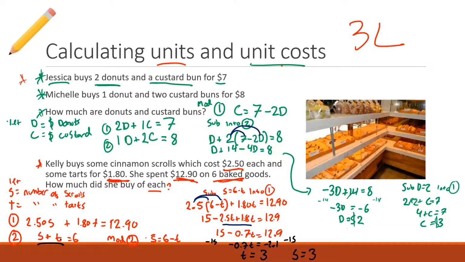What did I get wrong? 14. What do you mean? What's 14.3? What did I get wrong? 15 minus 0.7. No. It's 15 minus 0.7t.